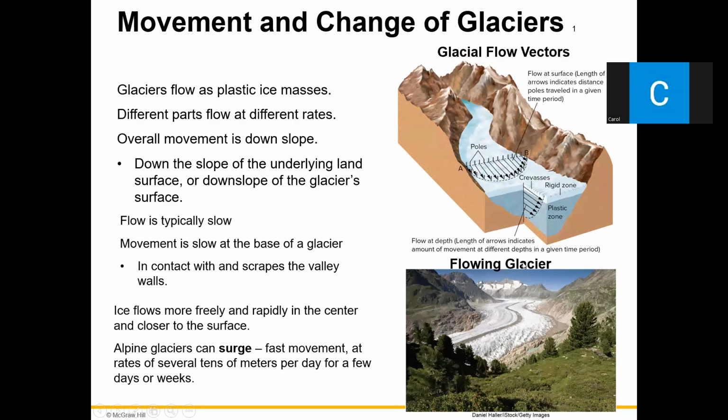And so it's slow. It comes into contact with the valley floor and sides, which slows it down. If you look at these vectors here, on the sides and on the bottom, the vectors are much smaller, meaning it's flowing much more slowly than in the middle. Except sometimes you'll get surges. Alpine glaciers can move fast for short amounts of time, like maybe during the winter, a whole lot of accumulation pushes it down, but it doesn't continue.